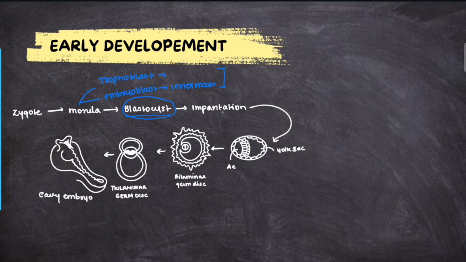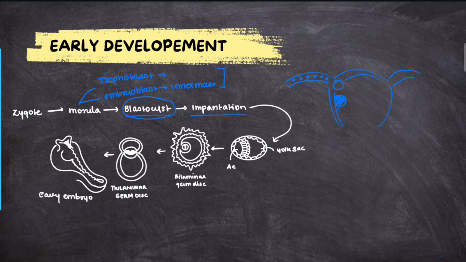Now the blastocyst keeps moving and then it gets implanted within the uterus. So you can imagine the various stages of embryology where this group of cells keeps traveling and finally enters the uterus and then it gets implanted.